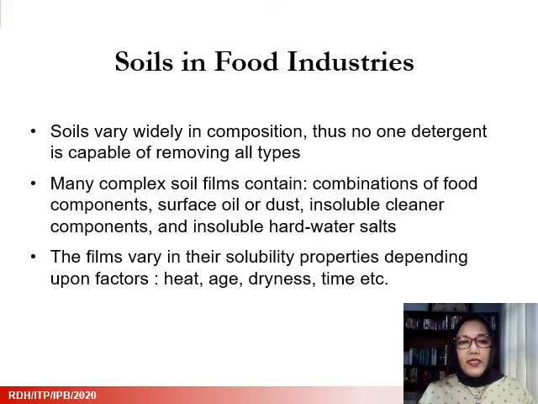Soil composition varies widely, thus no one detergent is capable of removing all types of soils. Many complex soils contain a combination of food components, cleaner components, as well as hard water salts. The films vary in their solubility, and it all depends on whether they have been exposed to heat, dryness, as well as age.